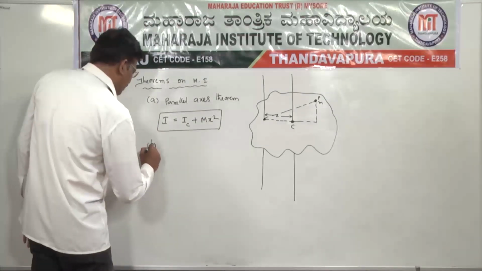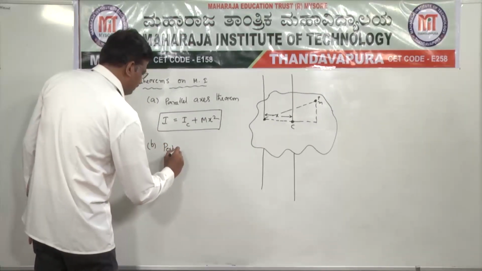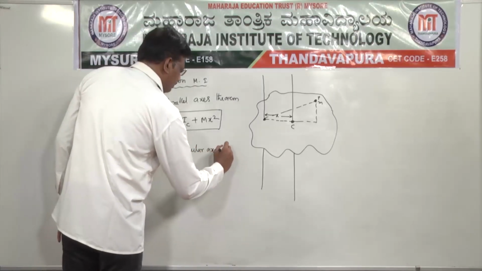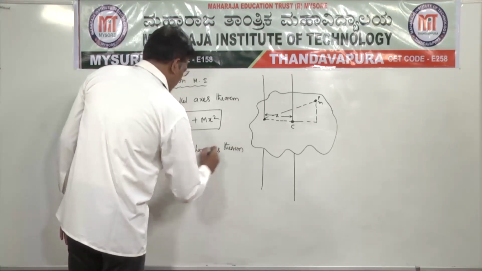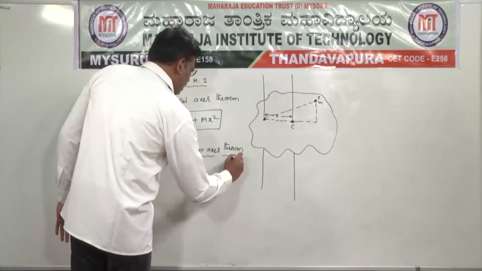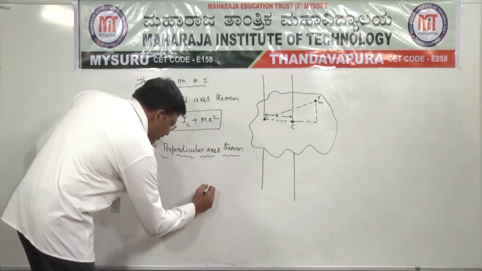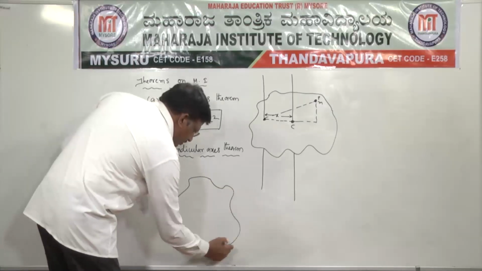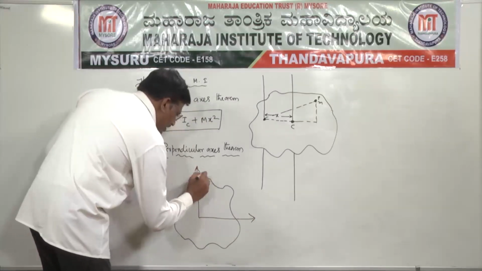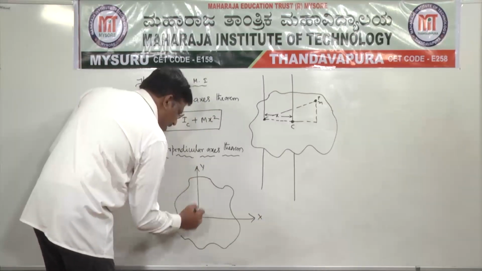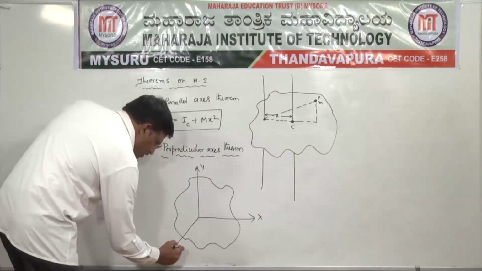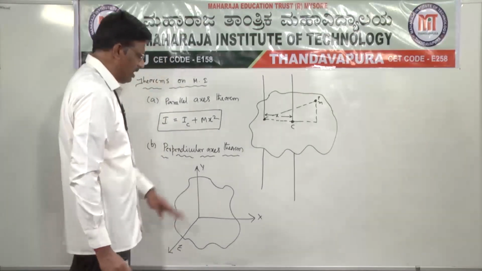And the second one is the perpendicular axis theorem. The perpendicular axis theorem is applicable only for plane laminas. Plane lamina, that is, whatever the shape, the surface must be plane. Let us imagine two mutually perpendicular axes in the lamina, x and y, and a third one, the z axis, which is perpendicular to both, that is, perpendicular to the lamina also.